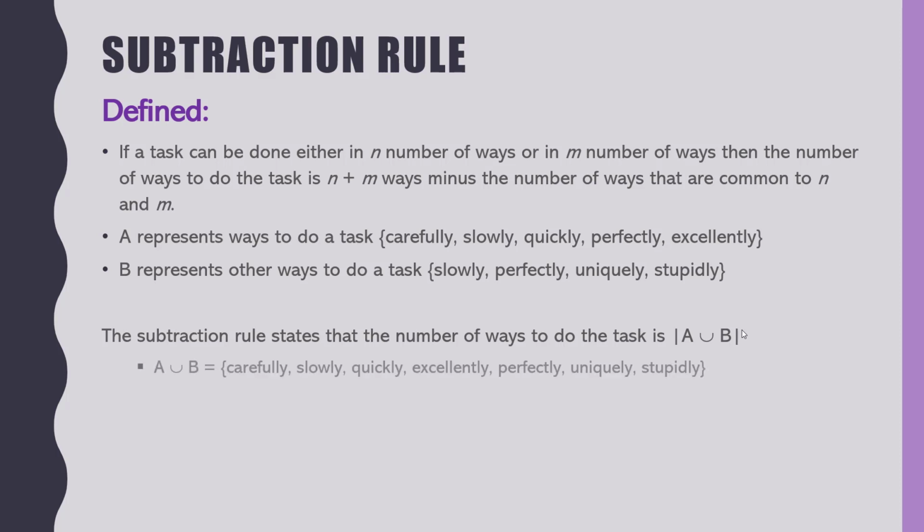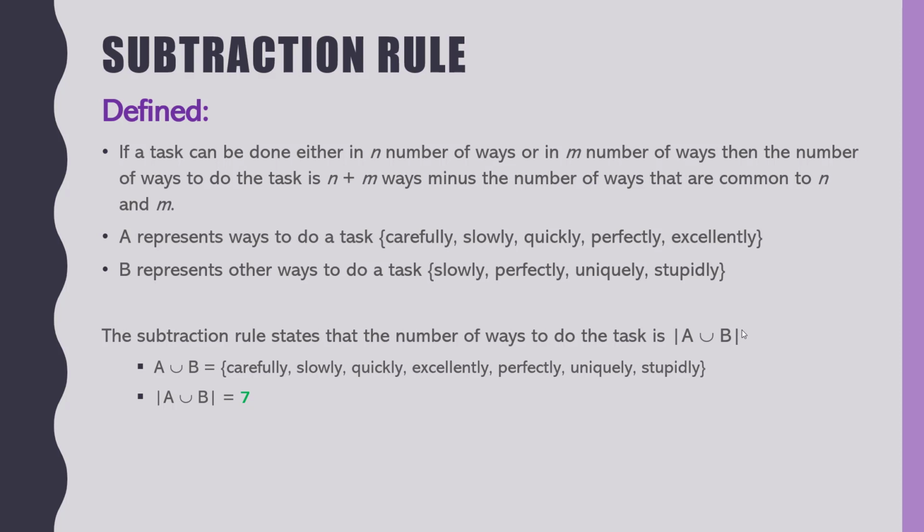Okay, so in other words, this is the formula. A union B is carefully, slowly, quickly, excellently, perfectly, uniquely, stupidly. That's the union of the two. Agreed? What I want to know is, what's the cardinality of that? Well, if you remember back to our days of cardinality a few chapters ago, chapter 2.6, I think, when you see the same thing in there twice, you only count one of them, right? So the cardinality of that is 7. Agreed? Remember those absolute value looking things, that's just cardinality. All right, so we good there?